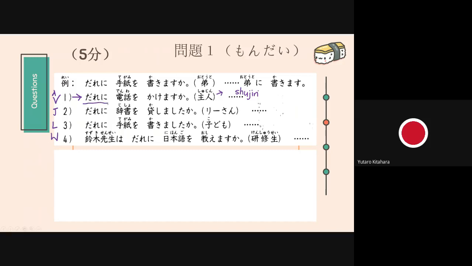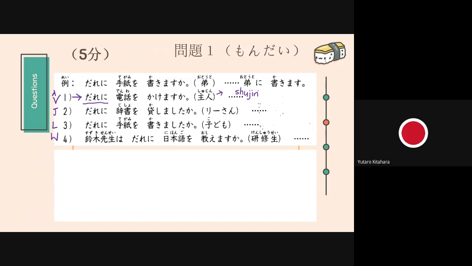Okay, yeah. So Shujin is the person you call. Shujin wa sensei desu. The question is, who do you call? Then you tell me Shujin is the teacher.